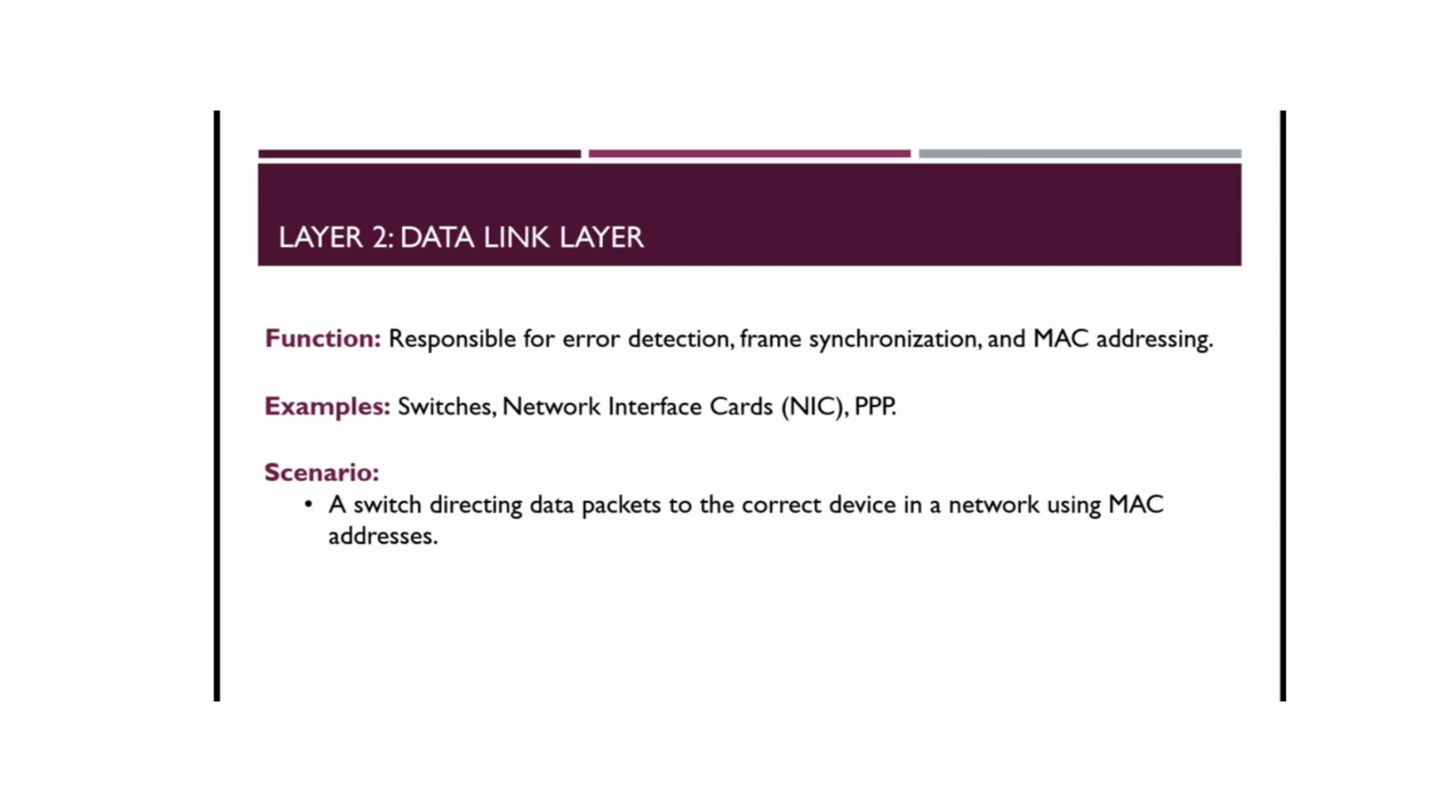Suppose you are using your laptop to send a message to your friend's phone, and both are connected to the same Wi-Fi router. So what is happening here is the data link layer helps break the messages into frames and ensures each frame gets to the right device using the MAC address, checks for errors, and manages the flow of data so that both your laptop and your friend's phone can communicate smoothly.